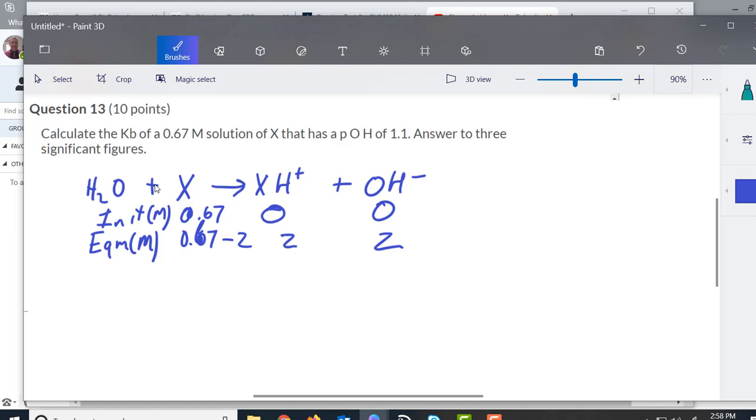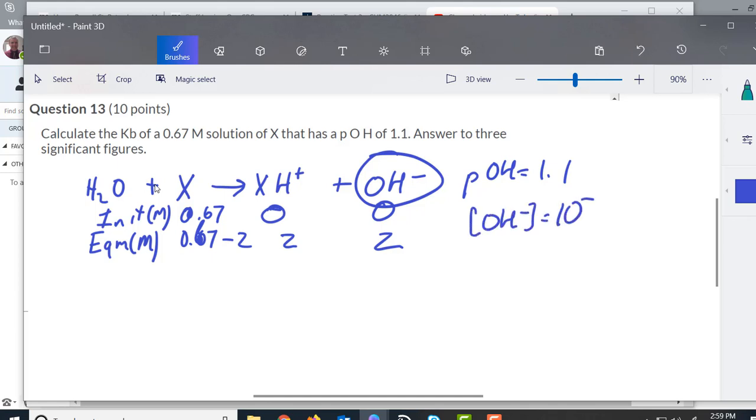So now we need to look for this OH minus here, and we are given the pOH. Now what we know is that pOH here is equal to 1.1, and the concentration of OH minus will be 10 to the negative pOH, which is 10 to the negative 1.1, which is going to be 0.079. Now this also happens to be the Z value as well, the concentration of OH minus.